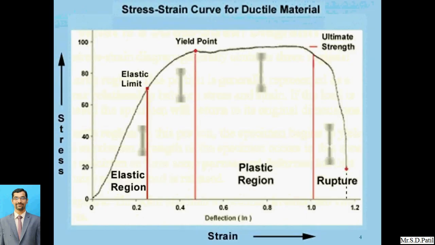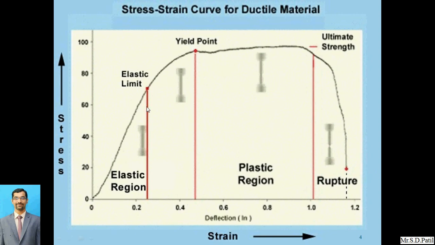This is the stress strain curve for a ductile material. Here the specimen has been shown. The first zone is the elastic limit. Second is the yield point where the plastic deformation occurs. Here the stress will be constant but the strain will be increasing, that is, the deformation starts. Then the ultimate tensile strength, the maximum stress that the material can sustain, and finally after the neck formation the rupture, that is the fracture, may occur.